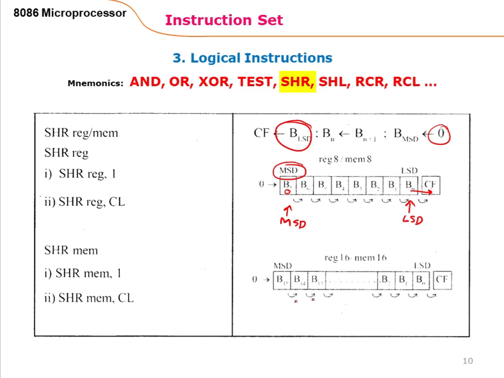The same happens with the 16-bit register also. The least significant digit is transferred to the carry flag. All the other digits are shifted towards right, and the 0 is entered in the most significant digit.